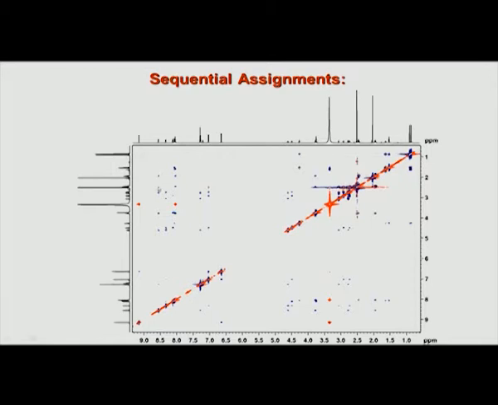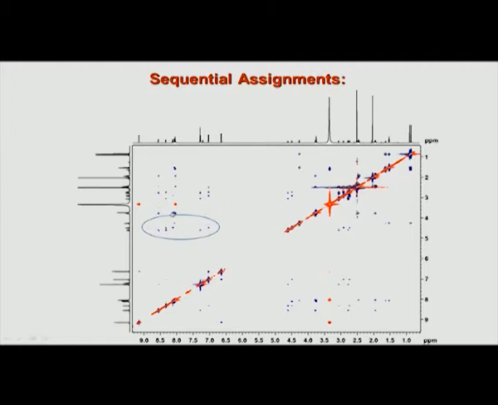Based on that, one can go from i to i minus 1, then from i minus 1 to i minus 2 and so on, like we saw in the last class, and that helps you to establish a link between two neighboring amino acids. That is what is important when we want to do sequential assignments. So, let us see how we can do that.